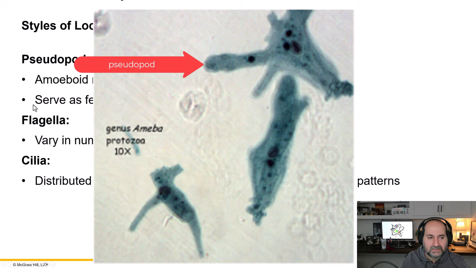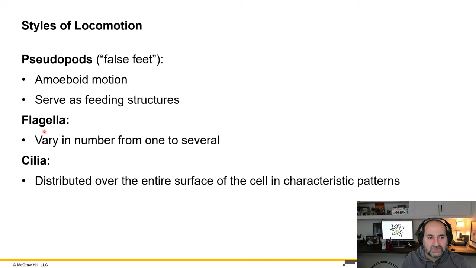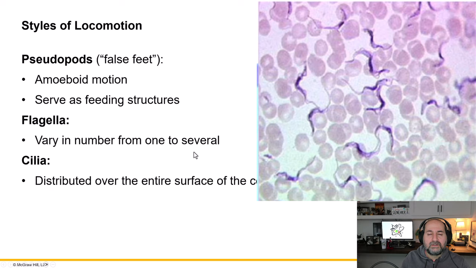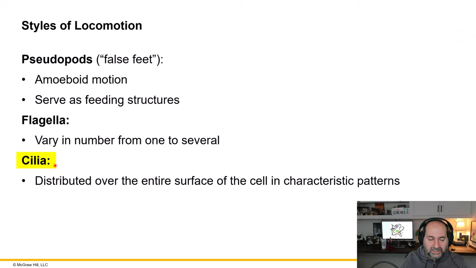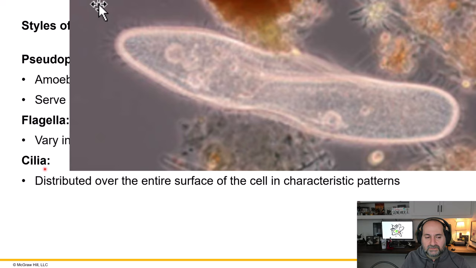Other protozoa can move with the assistance of flagella. Flagella, remember, are these long whip-like structures. And these are eukaryotic flagella, so they have the 9 plus 2 microtubule arrangement, and they beat back and forth, right? The cilia, on the other hand, some of these protozoa are ciliated, and these move with a different type of motility.